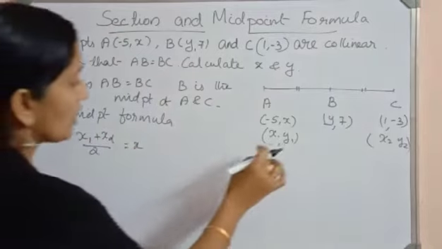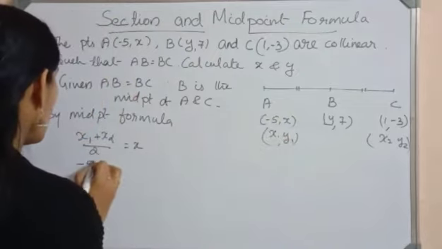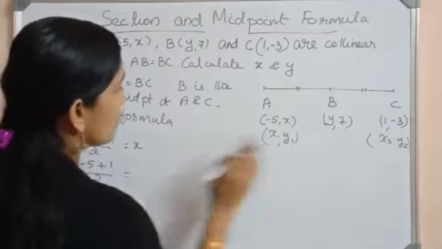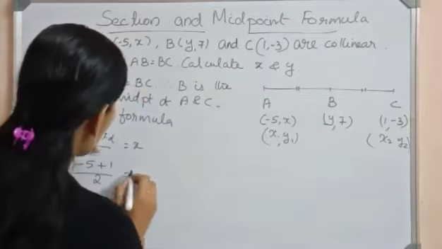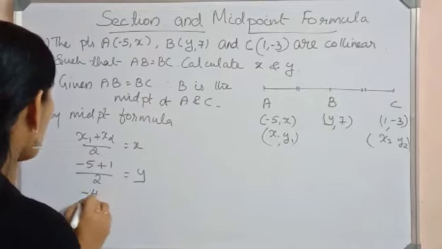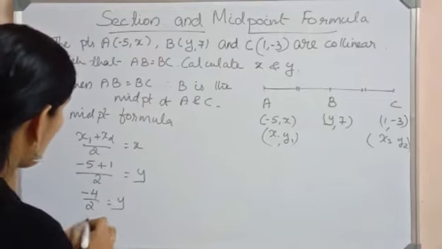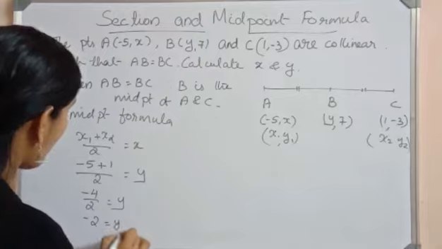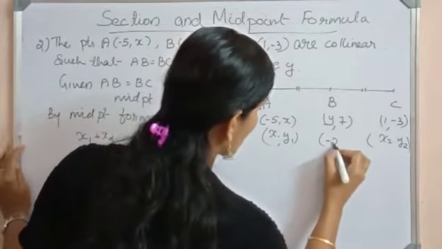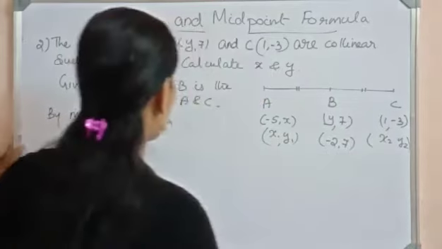So by midpoint formula, (x1 plus x2) by 2 is equal to x. That is x1 is minus 5 plus x2 is 1, divided by 2 is equal to the x value, which is y here. Minus 4 by 2 is equal to y. So minus 2 is equal to y. So the value of y we are getting as minus 2, and the other term is 7 here.